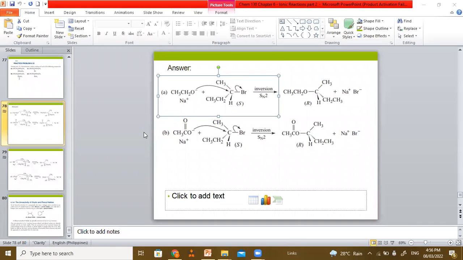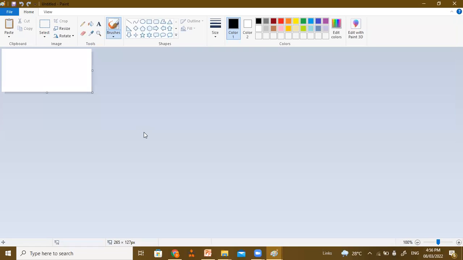That's why I just made a shortcut, no? Because if we redraw, it's tedious.